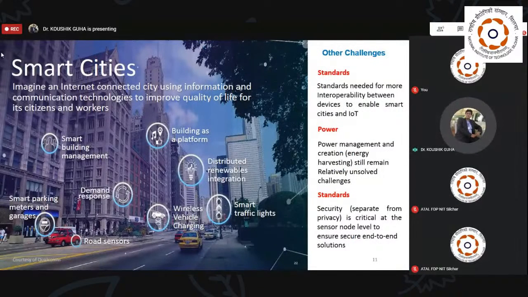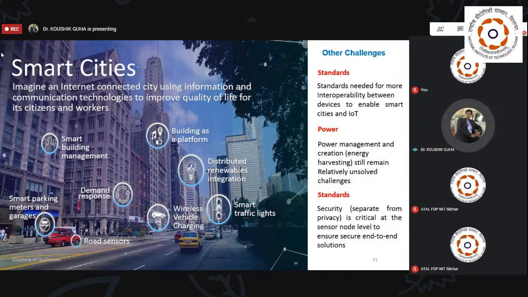Here I have just given one example of how a smart city will look. This is one picture of a smart city. It is Pittsburgh in South Africa, which they announced as a smart city. We can see their smart building management, distributed renewable integration, smart traffic lighting system, wireless vehicle charging, smart parking meters and garages, and road sensors. This is just a glimpse of how the roads, the lighting system, and the traffic systems will be.